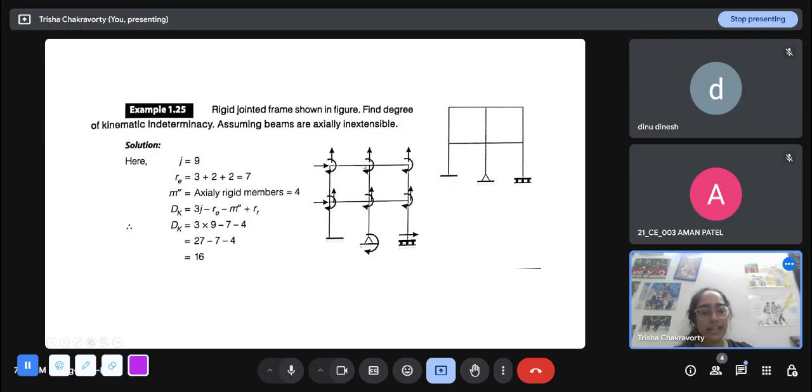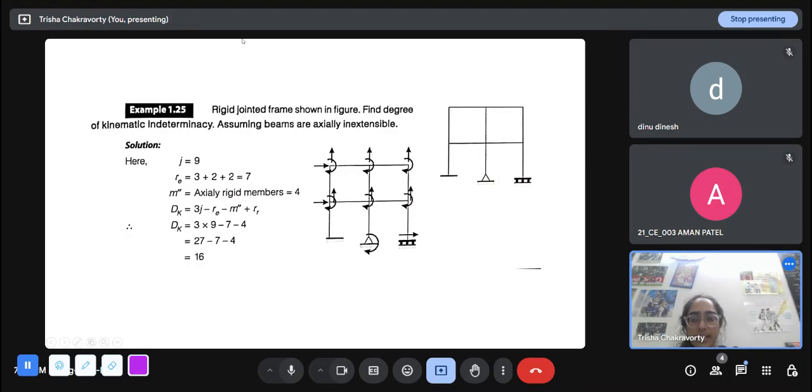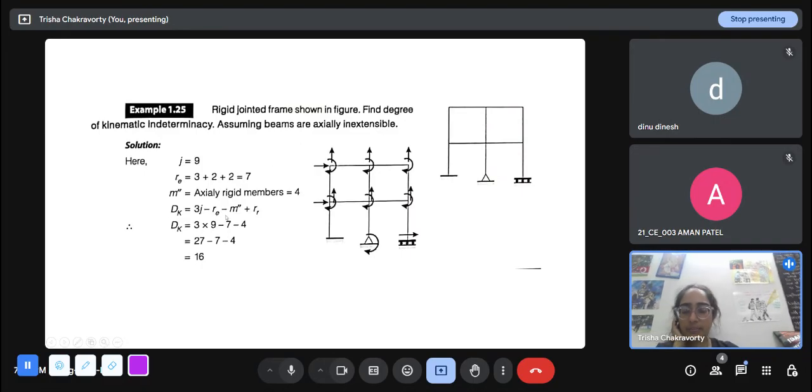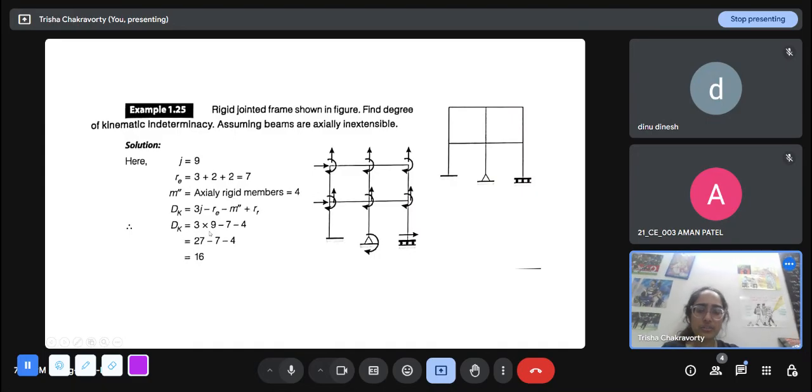And m double dash, the number of actually rigid members. It is given that assume the beams are inextensible. So basically in a frame structure like this, the vertical members are called columns and the horizontal members are called beams. So there are four beams here. M double dash is 4: 1, 2, 3, 4. So DK is 3J minus RE minus m double dash plus RR. RR is 0. So that's 16.